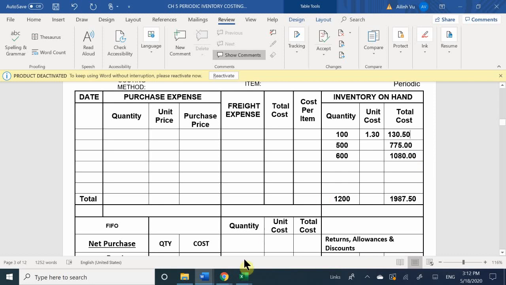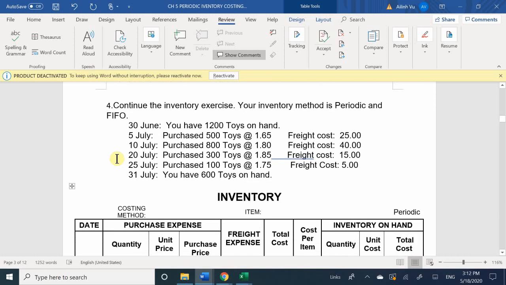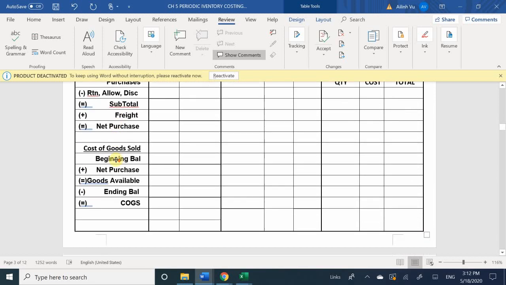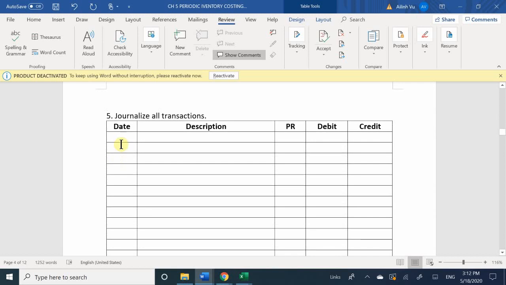All right. So here is this. That's our beginning inventory. That's what we had transferred into inventory. What does the first thing say? The first is 500 toys on July 5th, for $1.65. And the freight is $25 each. Okay. Was it July 5th? Yes.